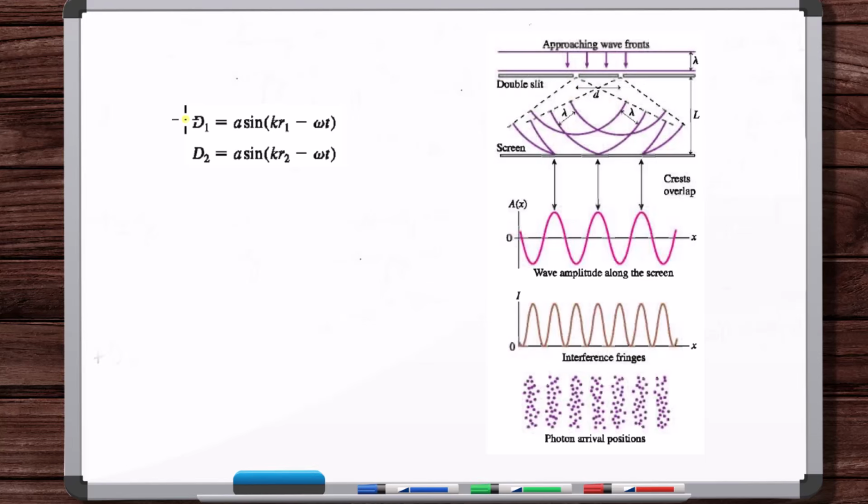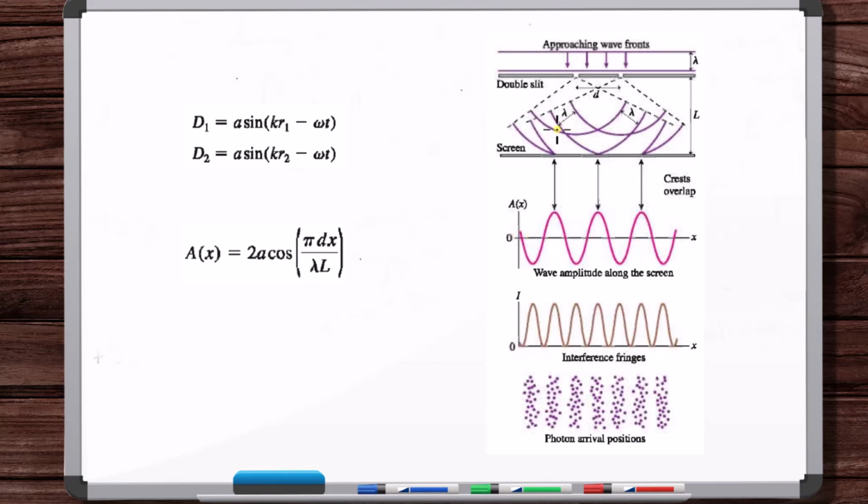And so what you find is that you just need to add these two up at the point where they both reach the detecting screen. So at this distance L between the double slit plate and the detecting screen, you get the amplitude function at the screen, the amplitude of the wave as a function of x on the screen, right?